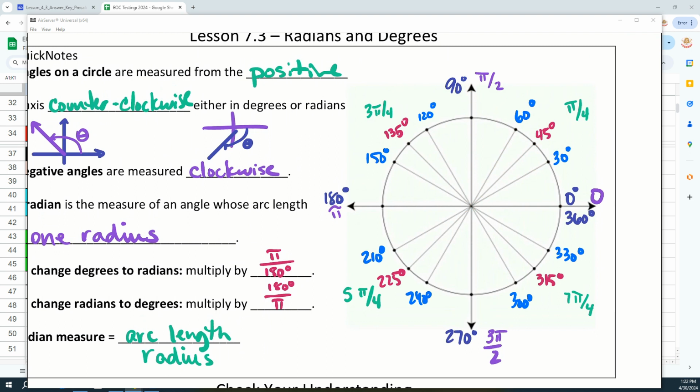Now we need to get them in radians. So we have options. We can take 30 degrees and multiply it by pi over 180 if you wanted to. Or I can look and see there are 6 of these little equal spaces from 0 to 180, or 0 to pi. So each one of those rotations is 1/6 pi, or pi over 6.